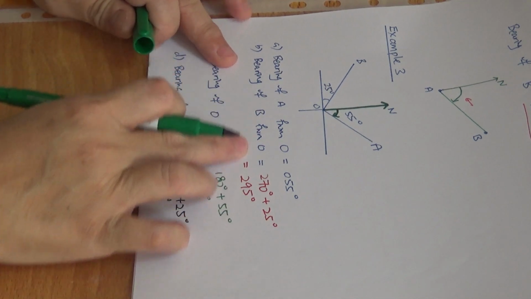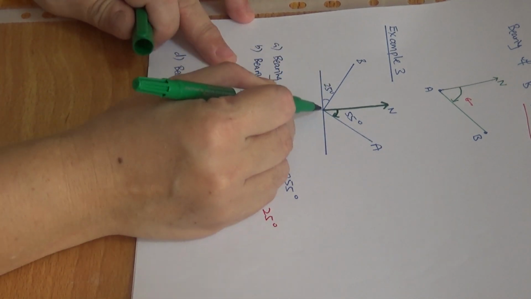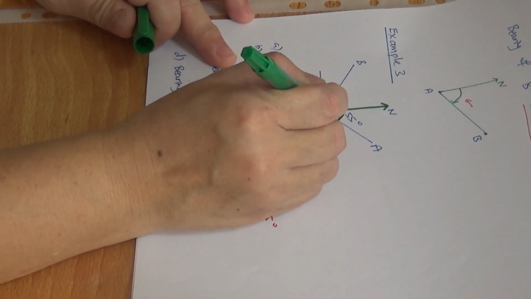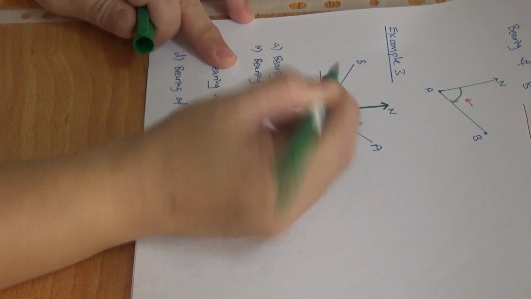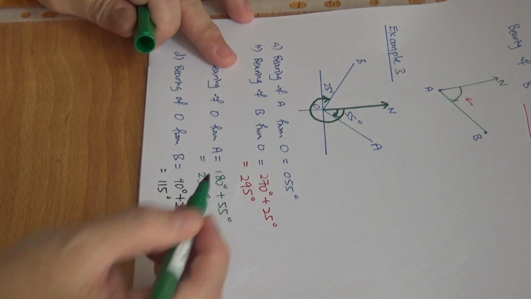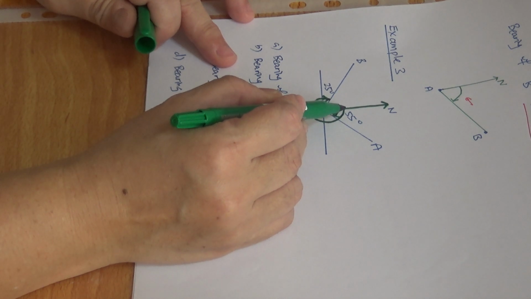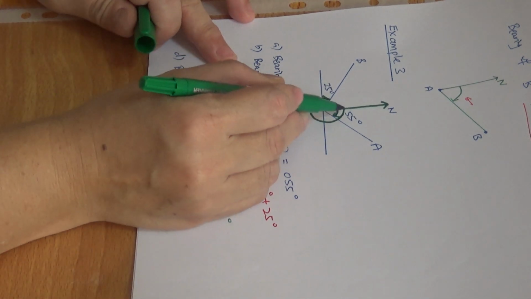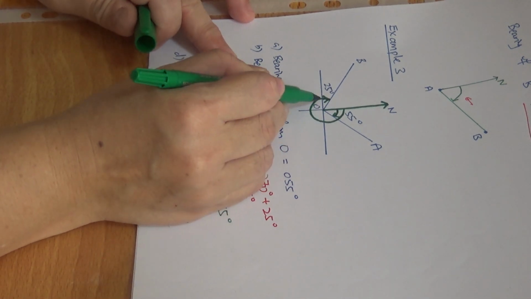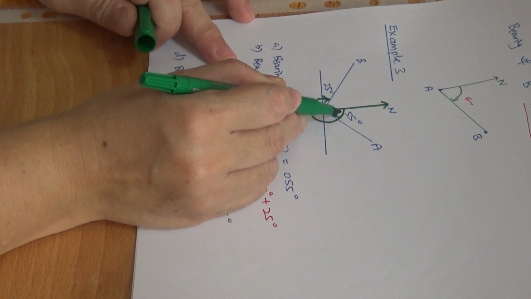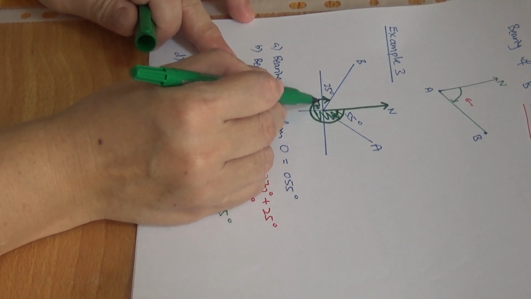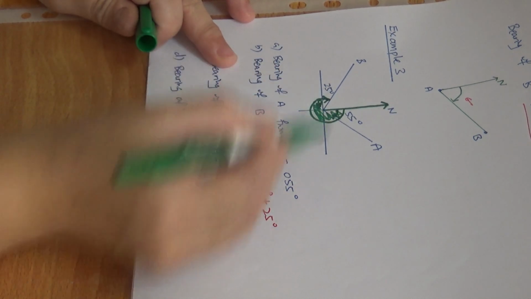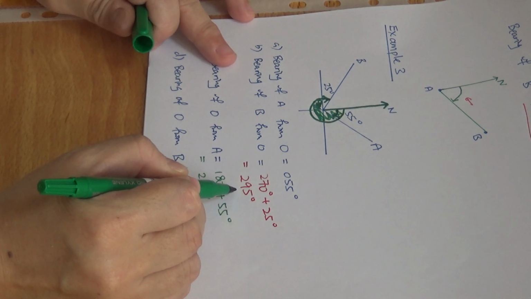Now bearing of B from O. B is here, O is here, north line is still here. Now you will have to realize that I have to take the whole of this angle, because all bearings, the angles must be taken from the north line. So bearing of B from O is this whole angle. Now how did I get this? From here to here is 270 degrees. That means this whole angle that I've shaded is 270, and when you add 25 you will get the whole angle, so it's 295 degrees.